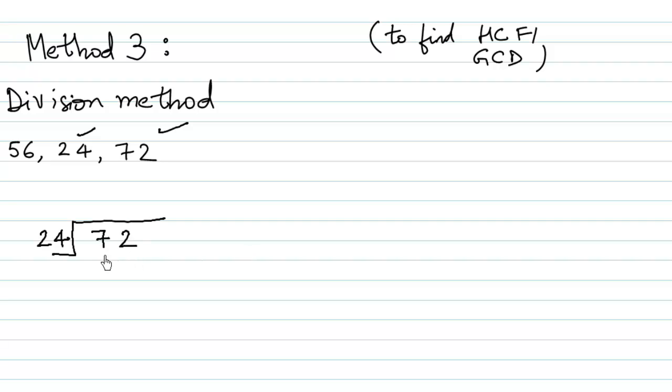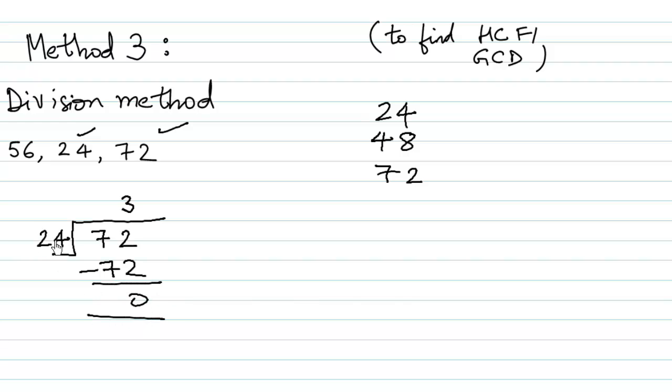So this is called the dividend and this is called the divisor. We're going to write the smaller number in the divisor column and the bigger number in the dividend column. And we are going to try and divide this, whatever the remainder is. So 24 ones are 24, 24 twos are 48, and if you add these, we'll get 24 threes are, and that happens to be 72 itself. So it's perfectly divisible. So 24 threes are 72.